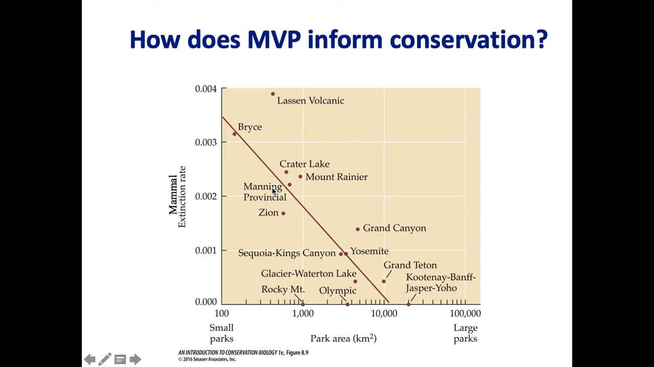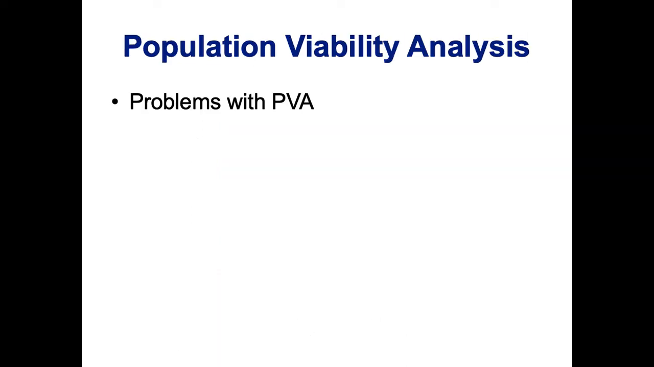And so we can see the extinction rate was highest in the smallest parks, like Bryce Canyons. But the extinction rate was the lowest at the largest parks, places like Grand Teton and Olympic National Park. And you can see that the other ones fall along this line pretty well. There's some variability, but you can see Zion is a medium-sized park, has a medium extinction rate. And so this works pretty well for understanding what we should do for conservation. If we want lower extinction rates, we're going to need larger parks.